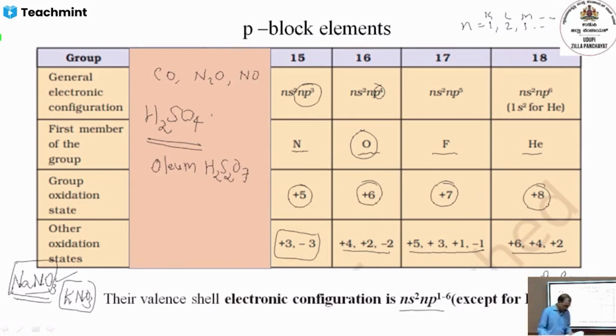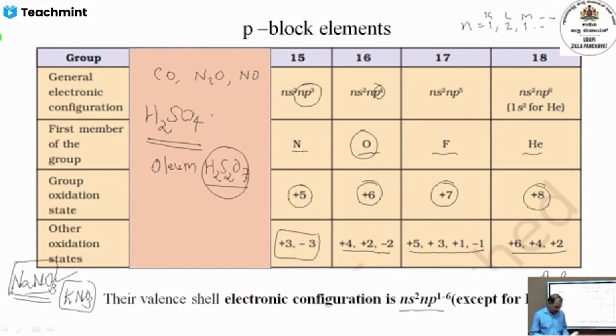In the manufacture of sulfuric acid, what are the steps involved? First is the formation of sulfur dioxide, followed by sulfur trioxide. It's a reversible reaction, you have to remember that. And then sulfur trioxide is absorbed by sulfuric acid to form oleum, and this oleum is further diluted to get sulfuric acid of the required concentration.